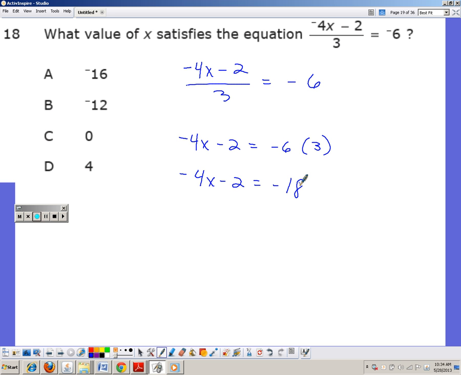Again, the whole point of the equation is get the variable on one side, the numbers on the other. So instead of subtracting 2, we're going to add 2. So we got negative 4x equals a negative 16. So negative 4 is multiplying the x. So we're going to divide. X equals negative 16 divided by negative 4. Negative divided by negative is a positive. X equals 4.